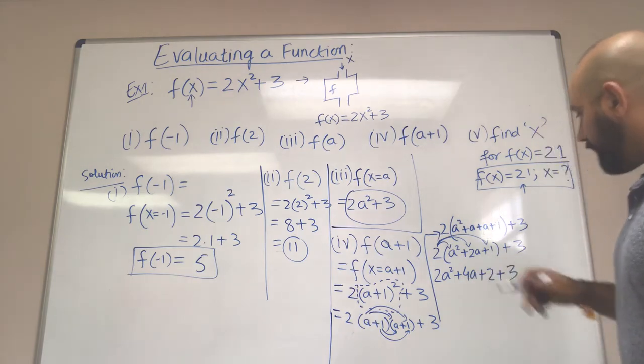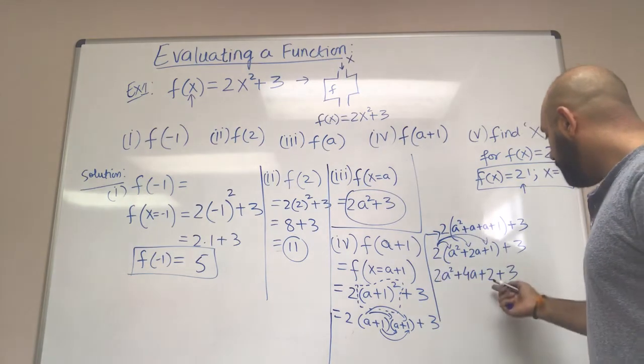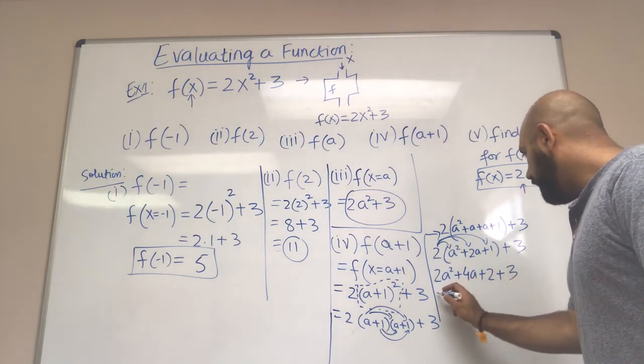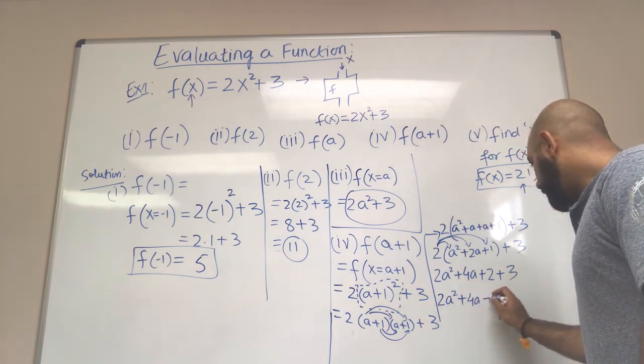Now let us look at this expression and see if we can combine anything. Are there any like terms? There's only 2 like terms, positive 2 and positive 3. So let us go ahead and combine them. So it's 2a squared, 4a plus 5.